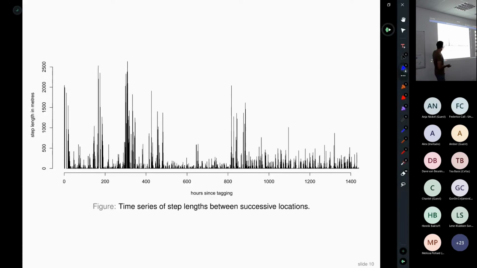So first hour, second hour, and so on, and here you see the step length in meters. These 3 locations where the animal traveled 2 kilometers at the very beginning, and then sometimes it's only a few meters, and then sometimes up to about 3 kilometers.